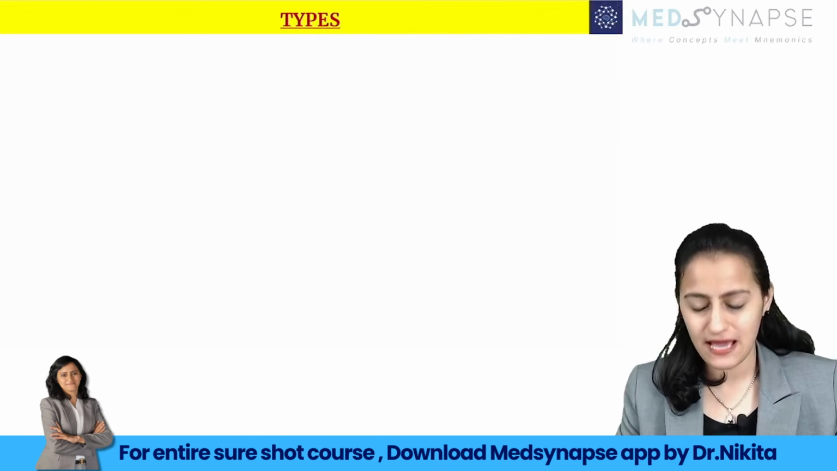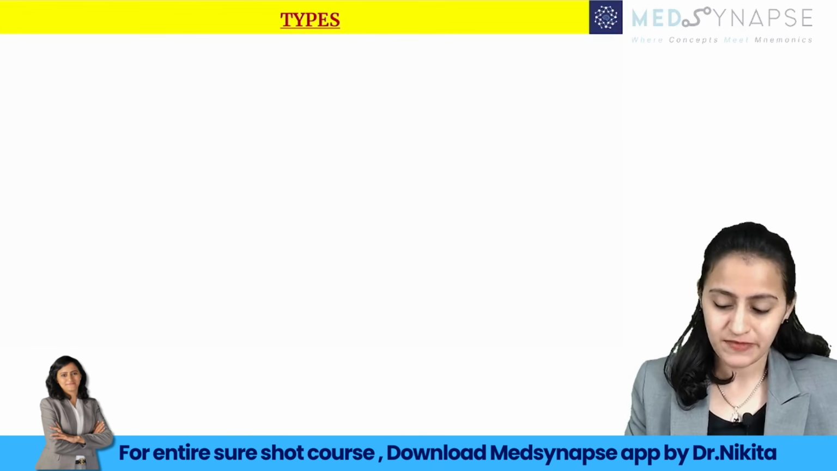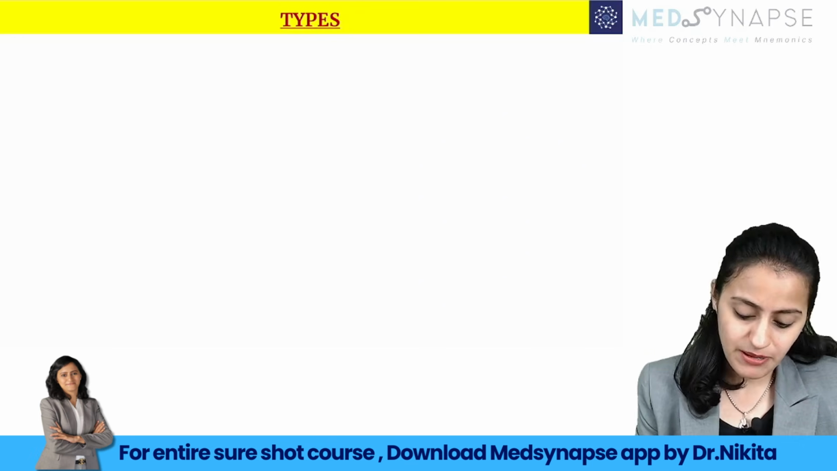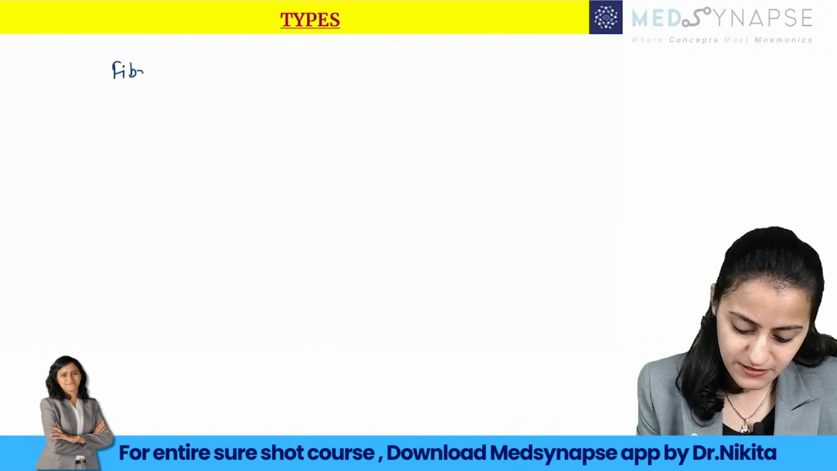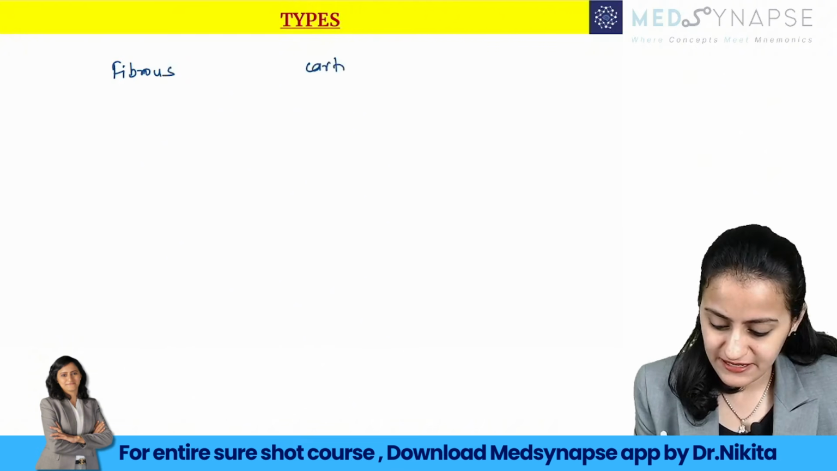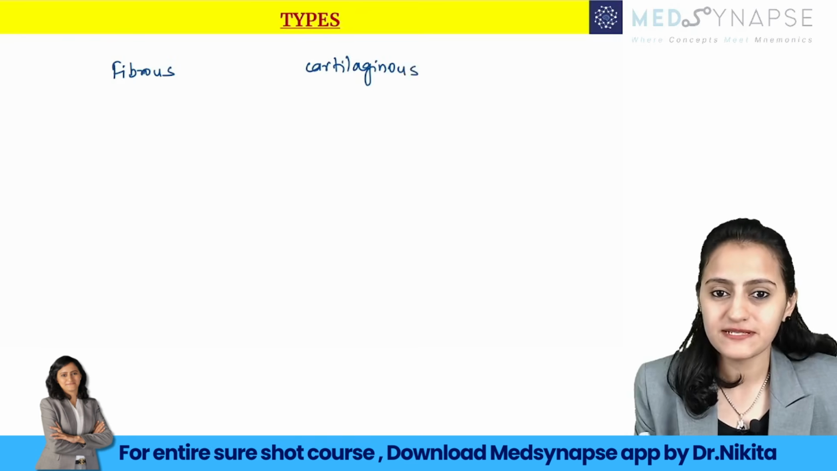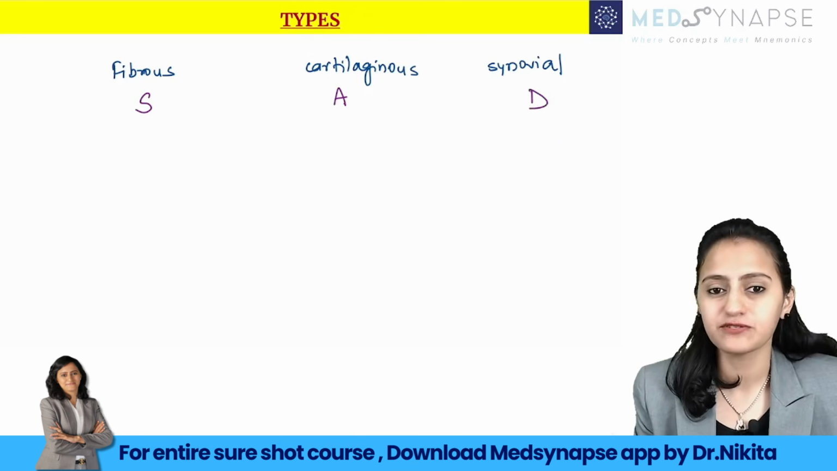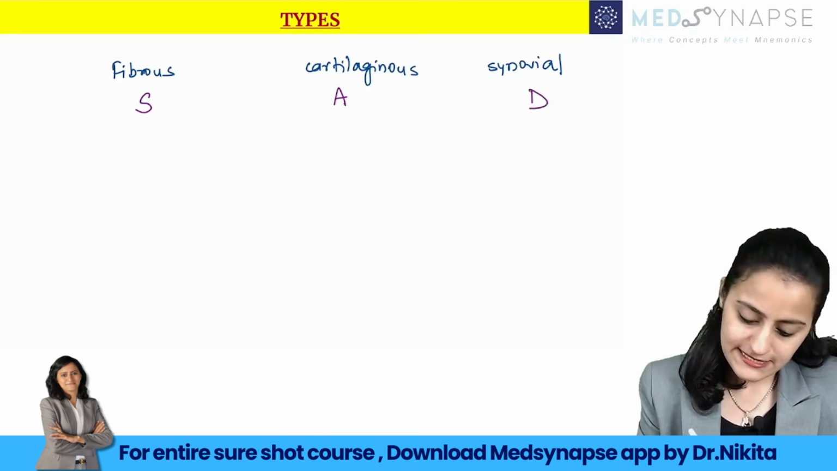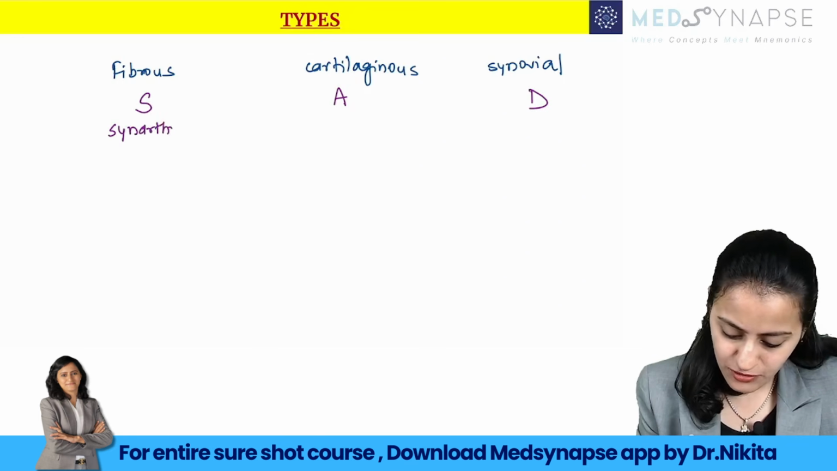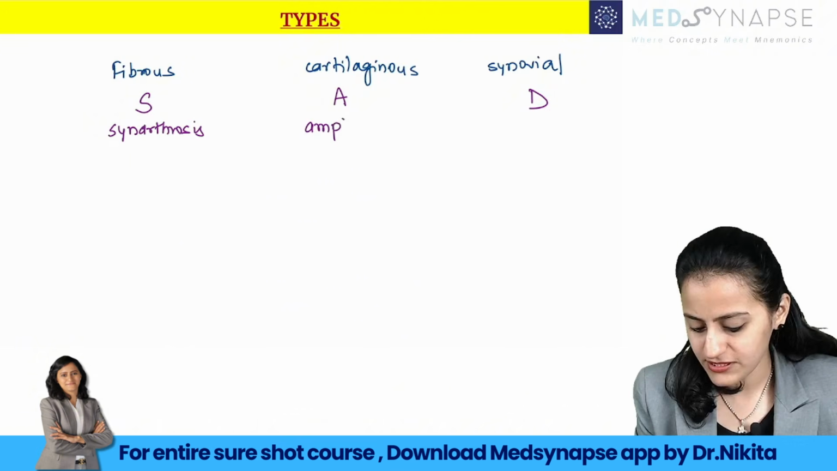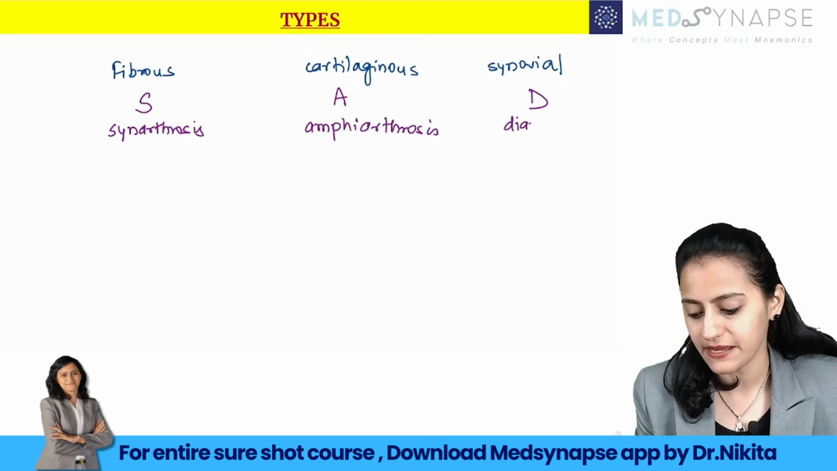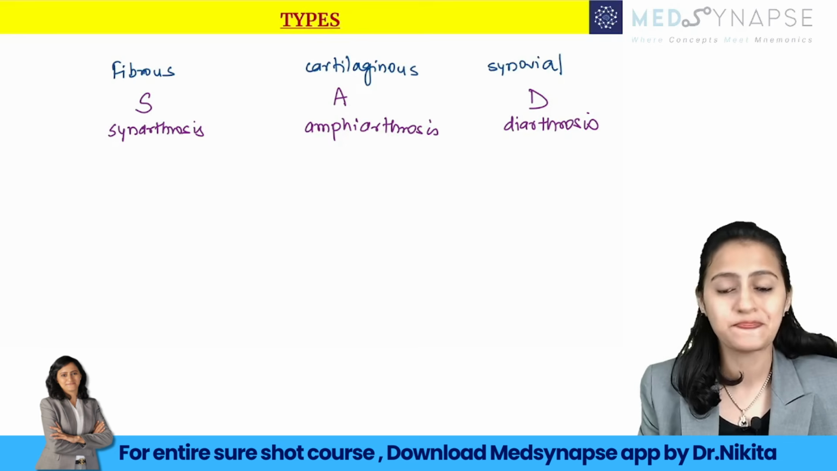So the first one that we have, we'll be discussing the types of joints. So what are the types of joints? Remember that the types of joints are fibrous joints, then we have the cartilaginous joints, and the synovial joints. Now these joints are also called, remember, it is SAD. So from fibrous, cartilaginous, synovial, SAD stands for synarthrosis, amphiarthrosis or diarthrosis.